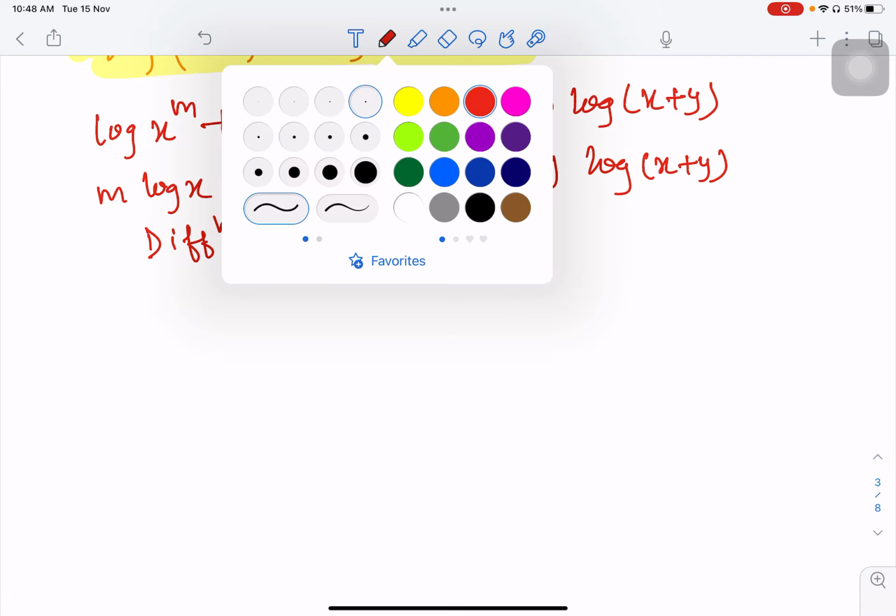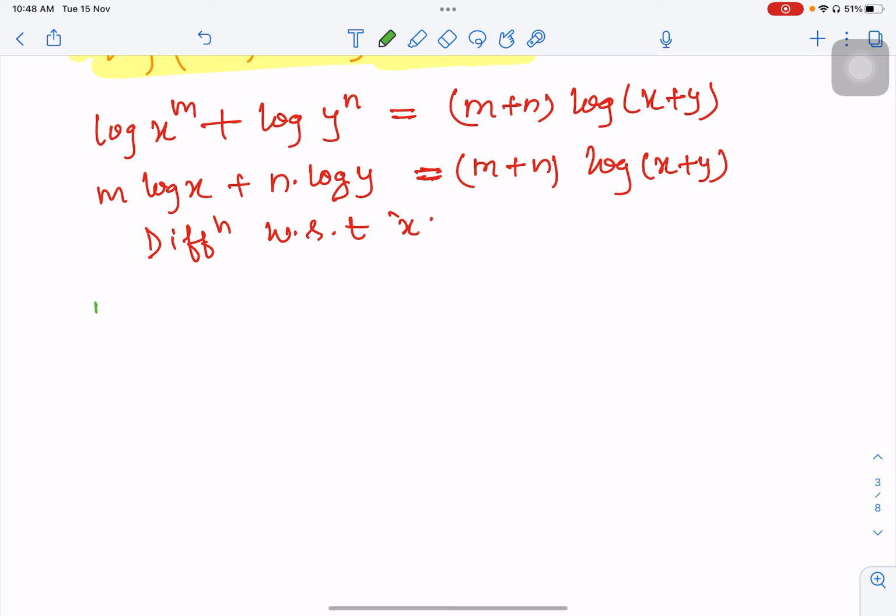When we differentiate with respect to x, what is the derivative of m log x? Since m is a constant, it will remain as it is. The derivative of log x is 1 upon x. n is a constant and remains as it is. The derivative of log y will be 1 upon y. Since we are differentiating with respect to x, whenever we differentiate y, we have to write dy by dx.